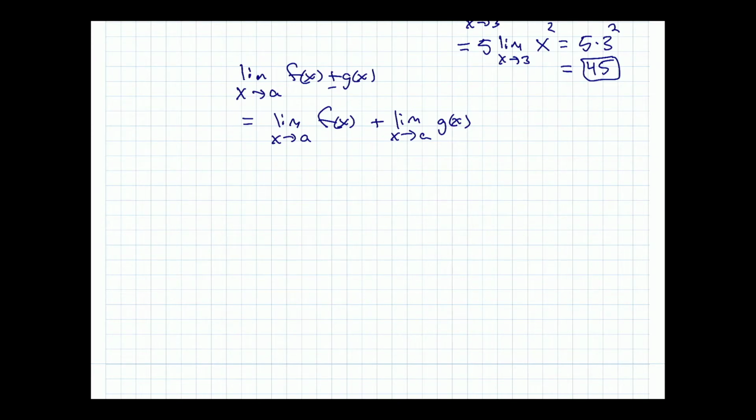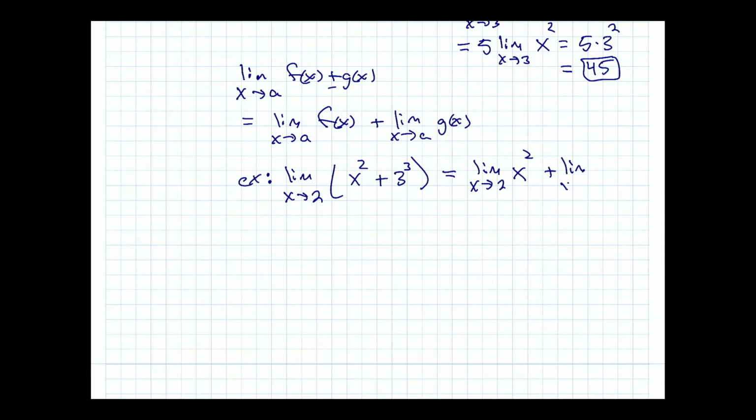Where would you use that rule? You would use that rule on something like this, where you have a limit as x goes to 2 of x squared plus x cubed. Now you don't have to formally apply the rule, right? I could write it this way: the limit as x goes to 2 of x squared plus the limit as x goes to 2 of x cubed. Oh, I said x cubed, but I wrote 3 cubed. Okay, x squared plus x cubed.